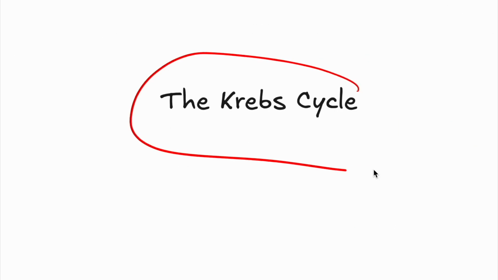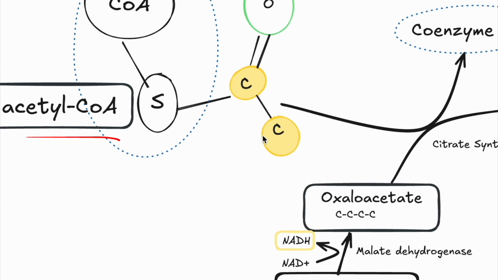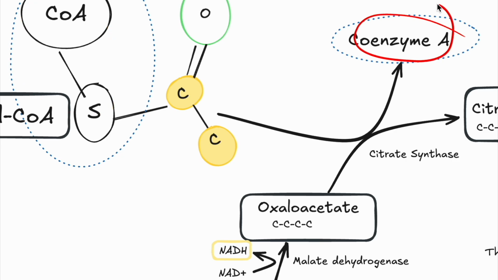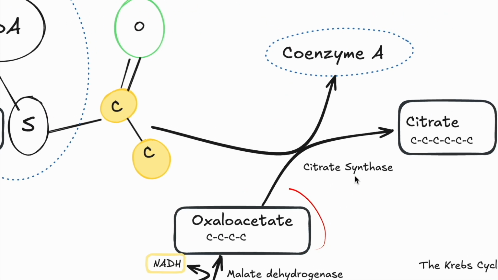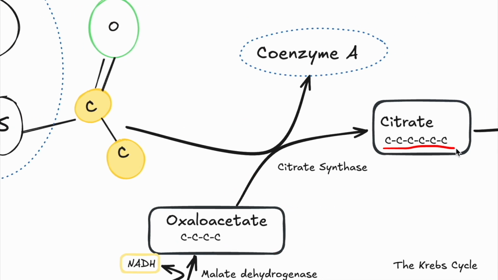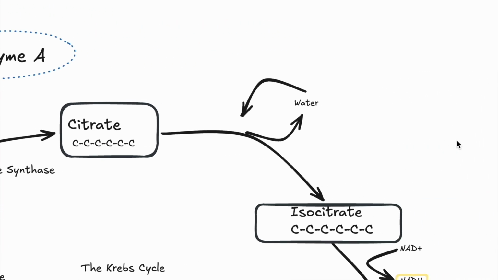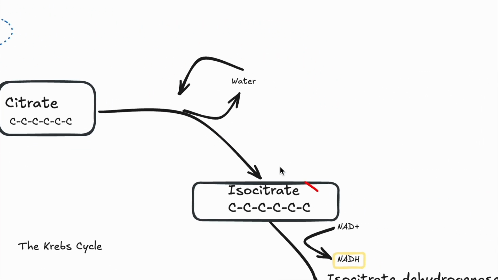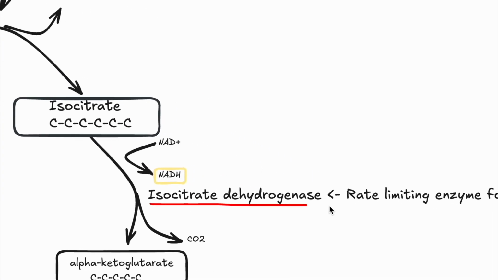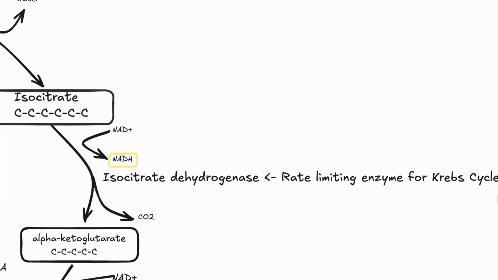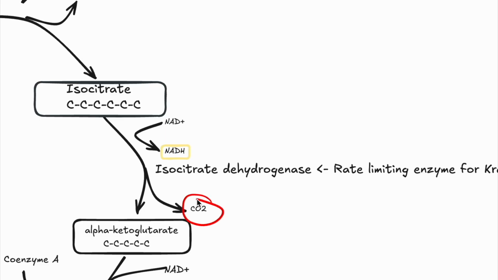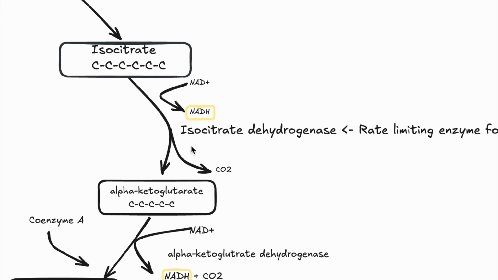The Krebs cycle is where your acetyl-CoA will go, and acetyl-CoA will react with oxaloacetate to make citrate, using the enzyme citrate synthase. And you can see that the oxaloacetate plus the acetyl-CoA will give you 6 carbons. Citrate will have a hydration reaction with aconitase to make the isomer of citrate, which is isocitrate. And then from there, isocitrate dehydrogenase, which is the rate-limiting enzyme for the Krebs cycle, will react with isocitrate, producing CO2 and NADH, and it will make alpha ketoglutarate.